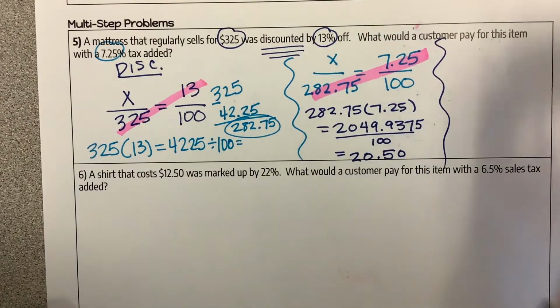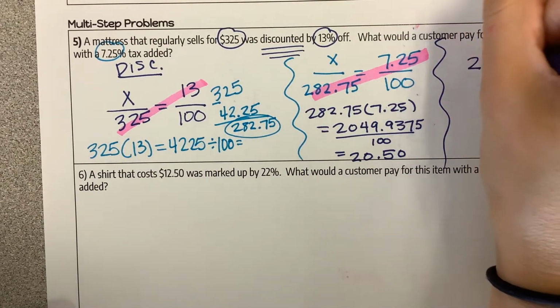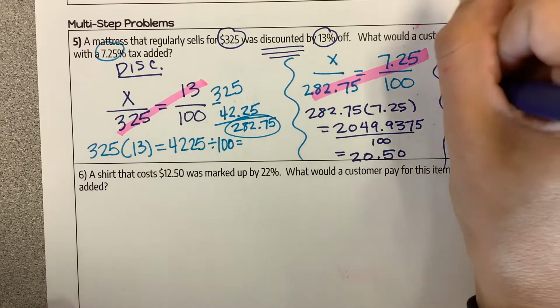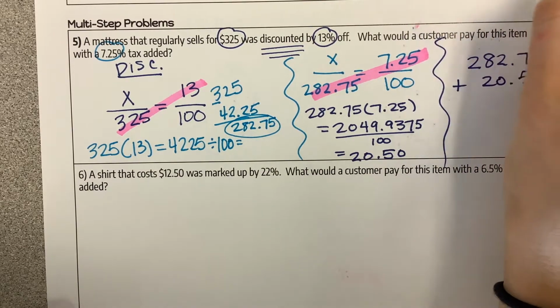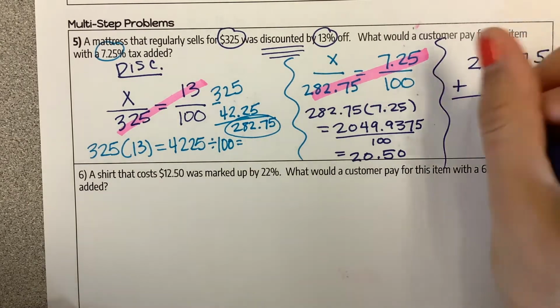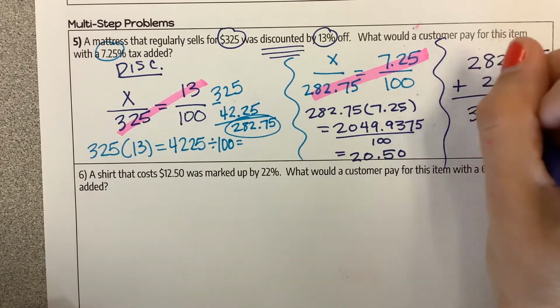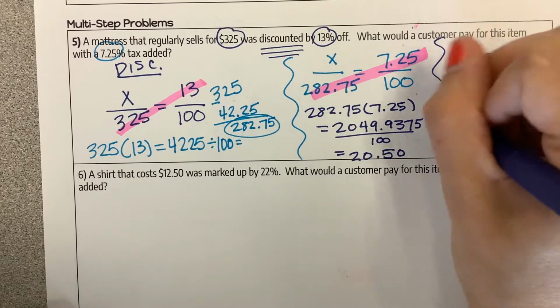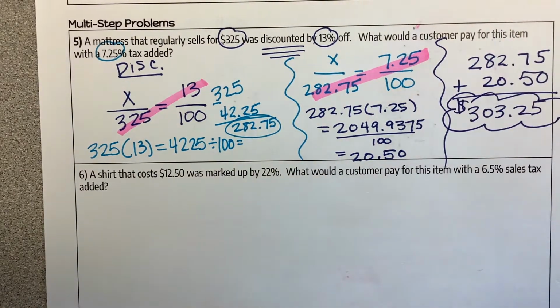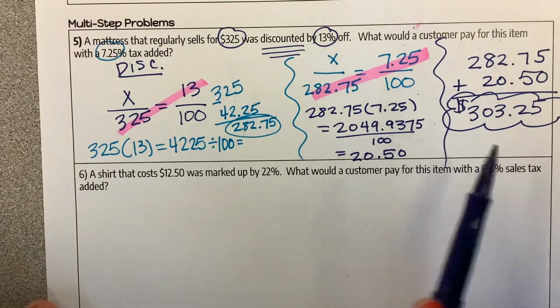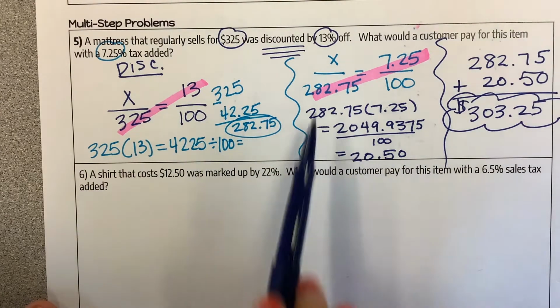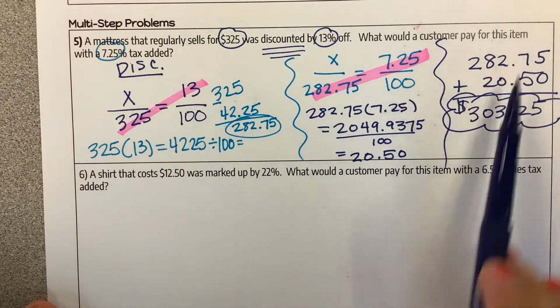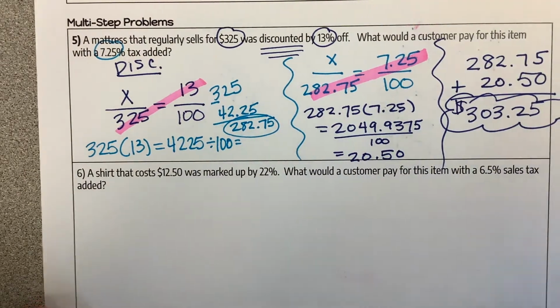Tax is added to the price. So our final cost is going to be $282.75 plus $20.50, which is going to give us $303.25 for the final cost. Okay, so discount, we take that off, we tax on the discounted amount, add the tax to that, and get our total.